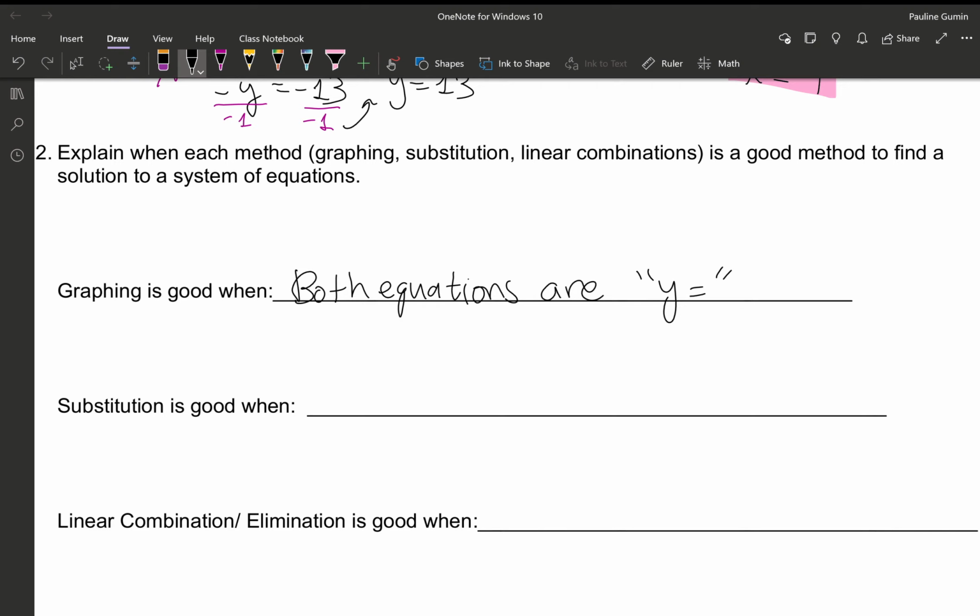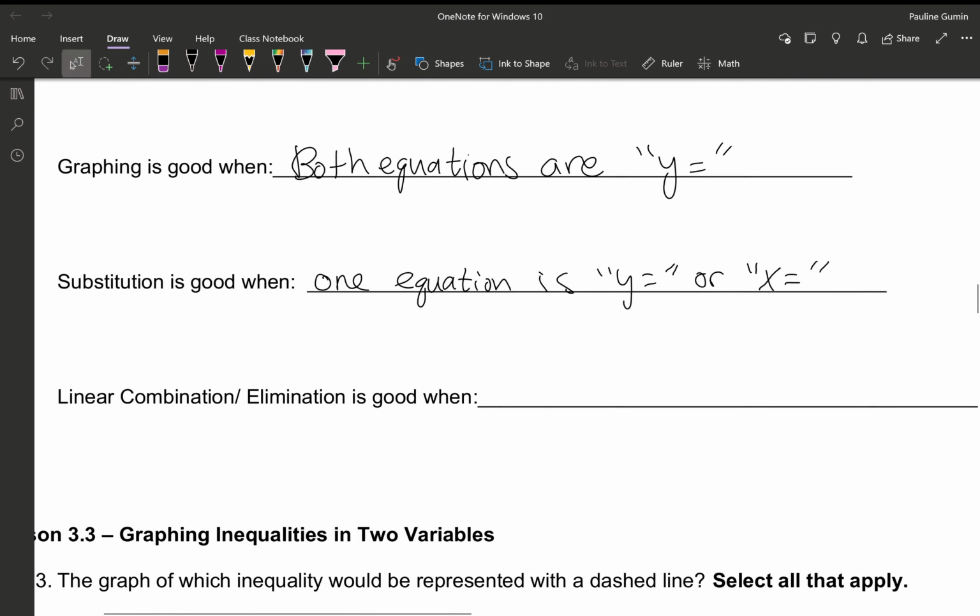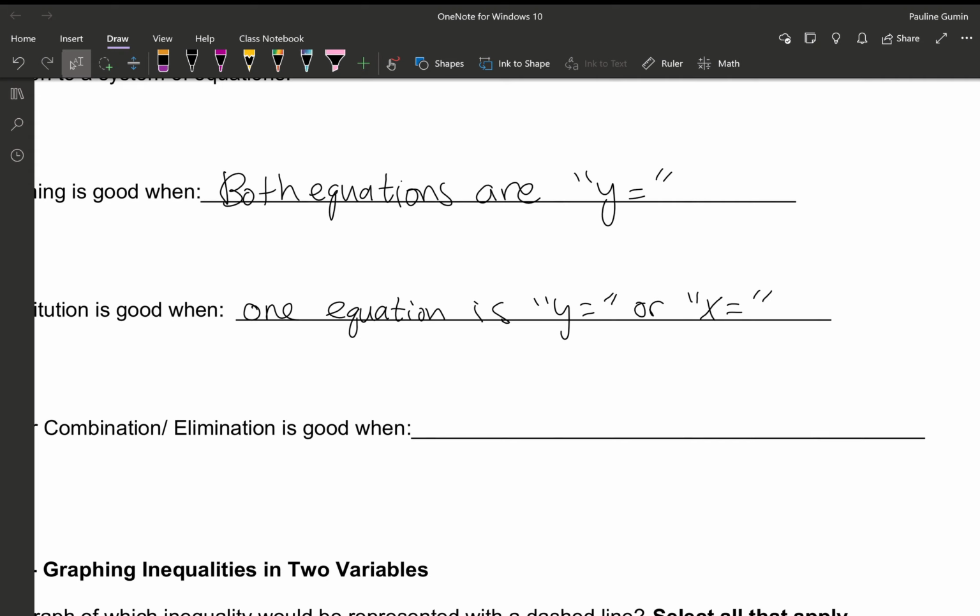Substitution is good when one equation is y equals or x equals. So one equation is ready for us to substitute into the other. Linear combination is good when both equations are ax plus by equals c. So they're in standard form.